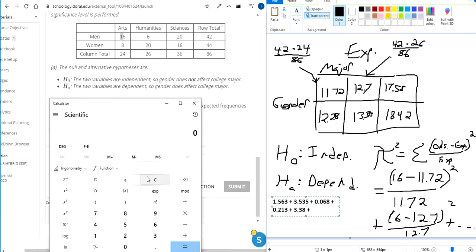And then what do we got? Sciences. We observed 16. We expected 18.42. Square the difference. Divide by the expected. Hopefully I didn't make any mistakes there, because it's painful to go back and try to figure out where. So if you add all these up, that's your chi-squared test statistic.